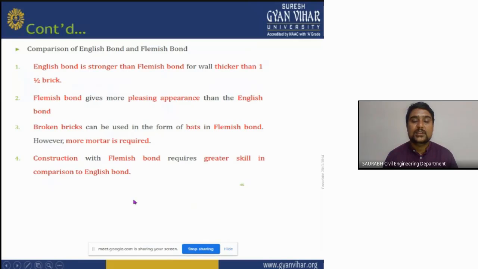And now there is also a comparison between English bond and Flemish bond. These are also very important points which you need to know. English bond is stronger than Flemish bond for wall thickness of more than one or one and a half bricks. Flemish bond gives a more pleasing appearance than English bond. Broken bricks can be used in the form of bats in the Flemish bond. However, more mortar is required. Construction with Flemish bond requires greater skill in comparison to English bond.